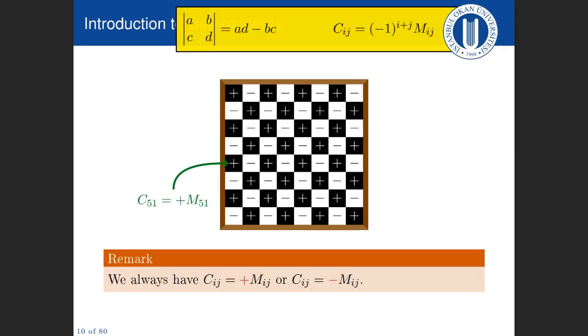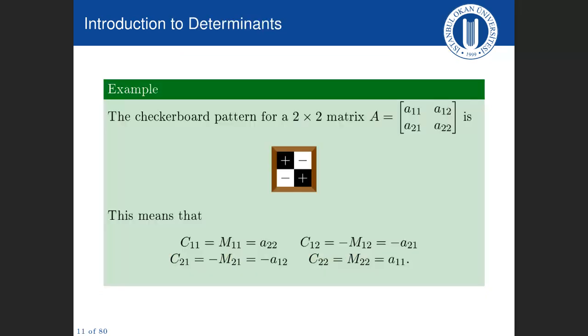So, for example, in row 5, column 1, I have a plus. So C51 is equal to plus M51. But in row 3, column 4, there's a minus sign. So we know that C34 is minus M34. The checkerboard for a 2 by 2 matrix is this: plus, minus, minus, plus. Always a plus at the top left.